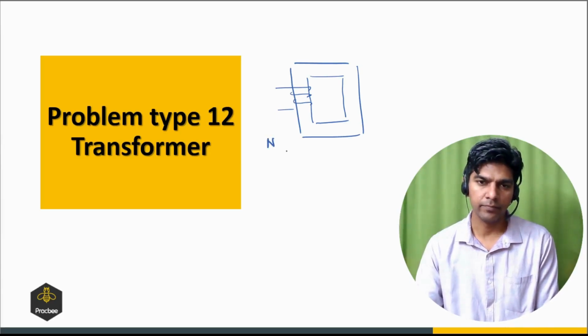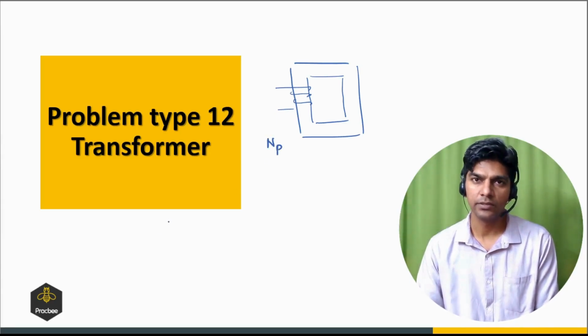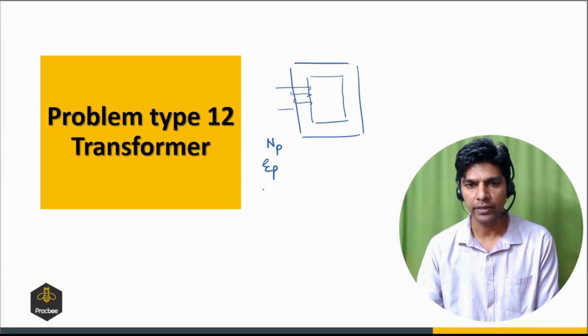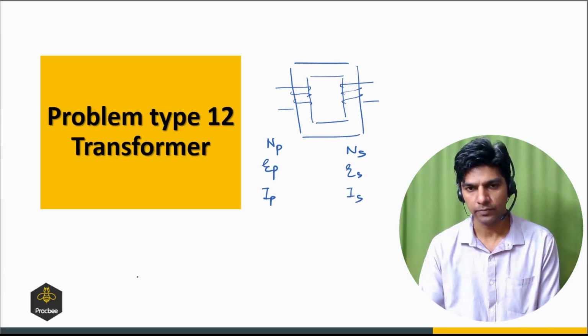So let us say NP is the number of turns in the primary winding, EP is the EMF induced in the primary winding, and IP is the current. Similarly, in the secondary winding, NS is the number of turns, ES is the EMF induced, and IS is the current.